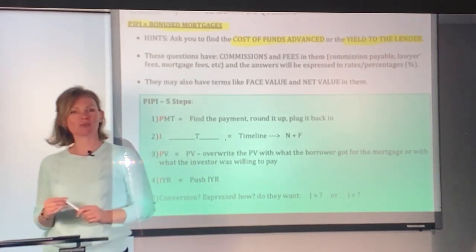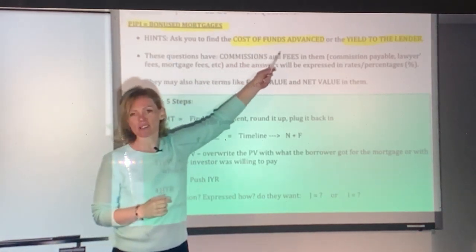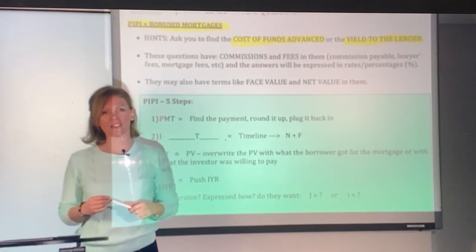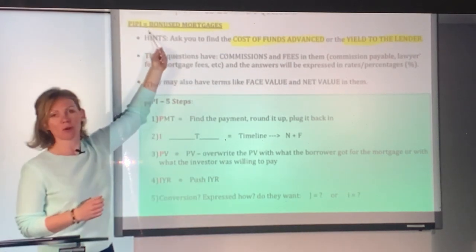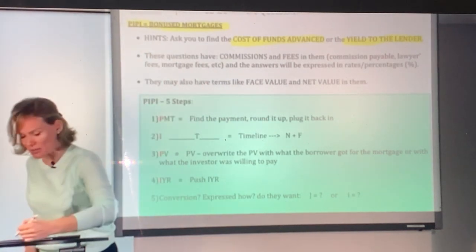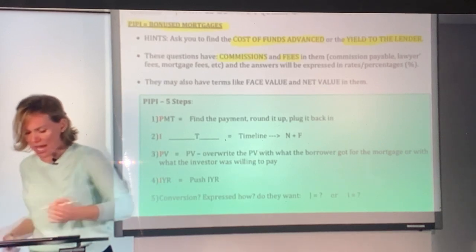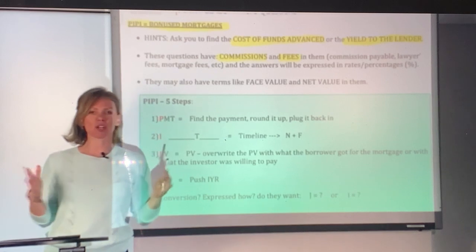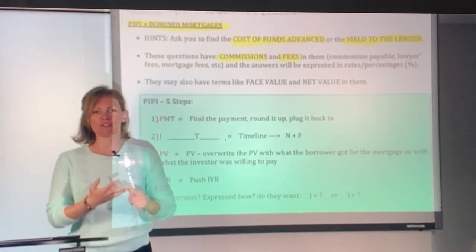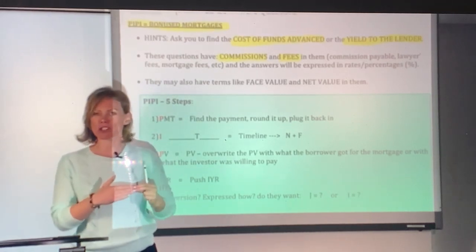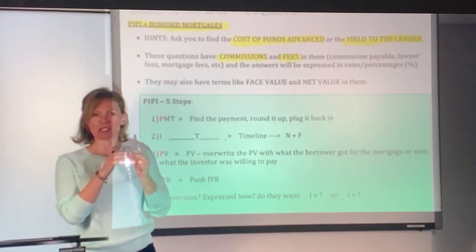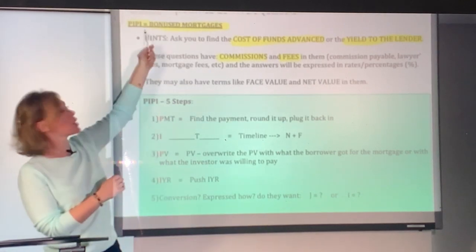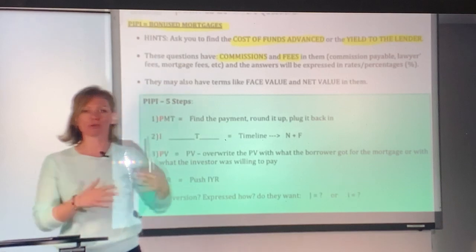Now, how do you recognize those questions? This is your keyword. If they say, what is the cost of funds advanced? Or if they say, what's the yield to the lender? That's an indication of a PP question, okay? The other keywords you're going to be looking for are anything to do with commissions and the fees inside of the mortgages. When you look at the question, they say, oh yeah, this is the face value of a mortgage, and here are the broker fees, here's the appraisal fee. There are a lot of different fees in the question. That's definitely going to be a red flag for you, because it's your keyword indication, and you say, okay, I'm looking at the PP question now because they're referring to all those fees, okay?